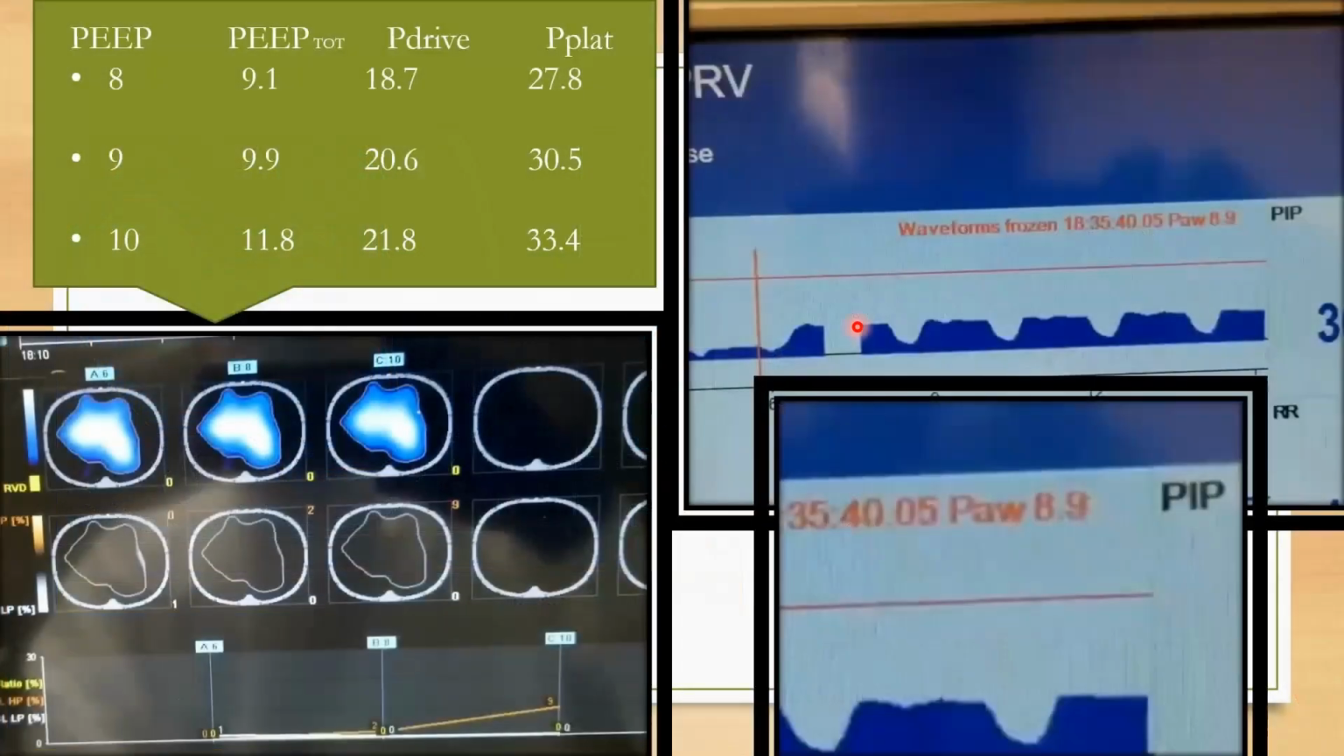Here's what I did with the traditional ACVC. So I tried PEEP 8, 9, and 10. There was a total PEEP of 9.1. When I set it at 8, 9.9, and 11.8. The drive pressure was 18.7. In a way, I should have done a PEEP of 6 and tried it, but in this specific case here, I did 8 to 10. So obviously the drive pressure of 18.7, it jumps up. Here, the plateau jumps up.